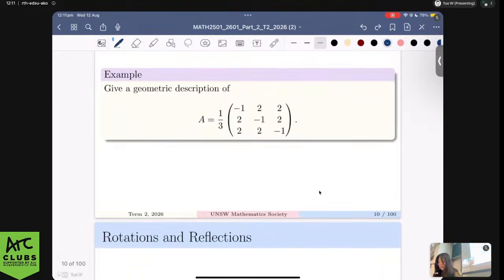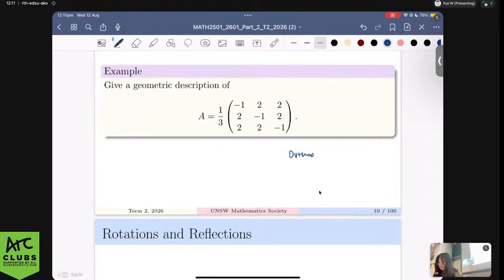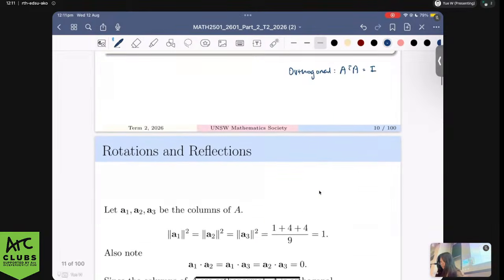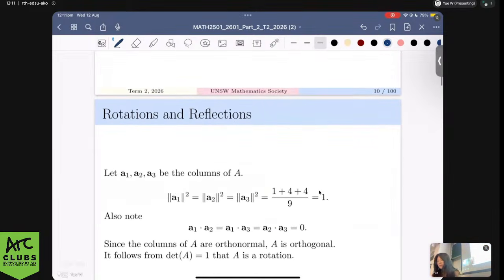So recall that a matrix is orthogonal when A transpose A is equal to I, right? But I guess in an exam, you don't really want to multiply a 3x3 matrix by a 3x3 matrix. That's kind of annoying. So one little hack you can do is just look at the respective columns of a matrix A.